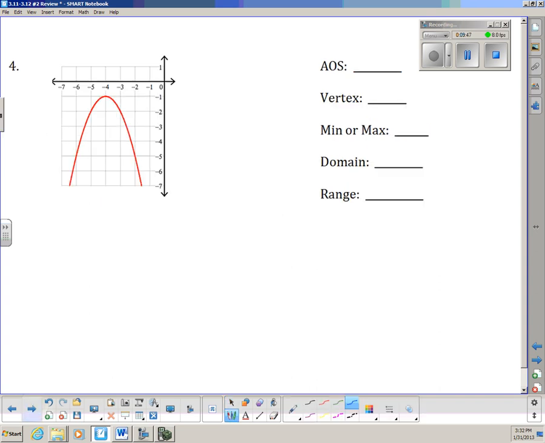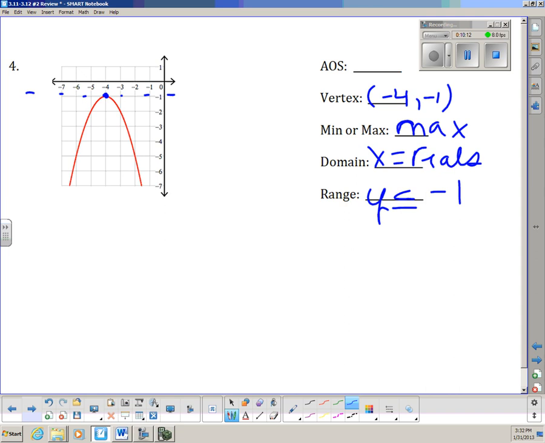This guy opens down. Here's the vertex, negative 4, negative 1. It opens down. It must be a max, which automatically means the range has to be y is less than or equal to, and we know what the y coordinate is. It's negative 1. So in terms of the range, y is less than or equal to negative 1. Domain we know is always going to be x equals the reals. And then for the axis of symmetry, we know that x is negative 4 because the x value right there is negative 4.